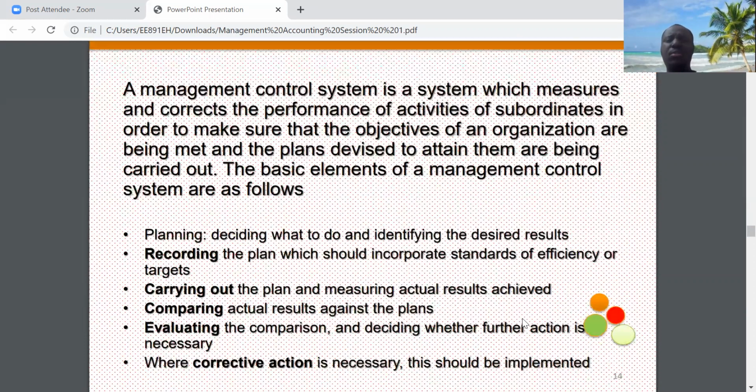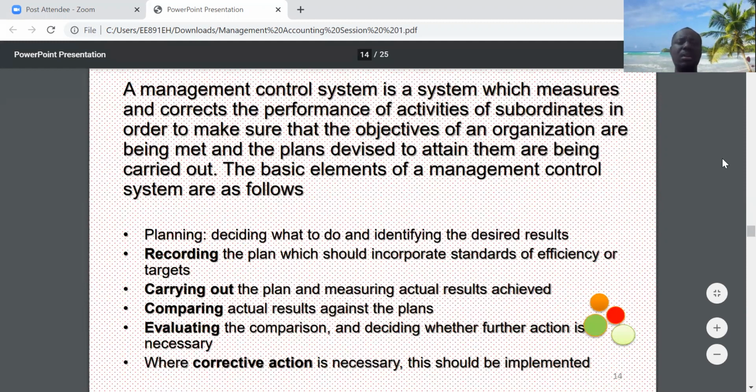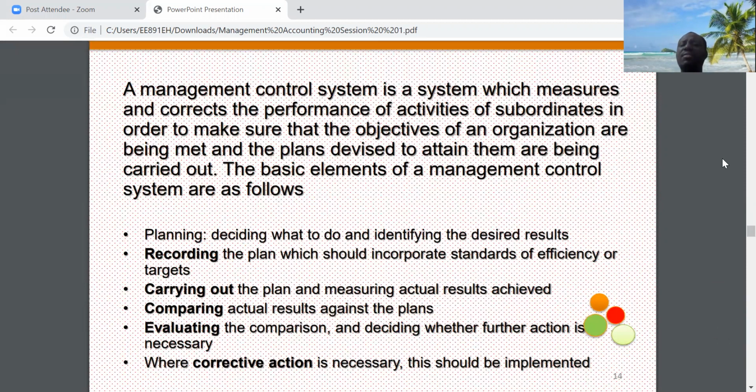Then let's talk about a management control system. What is a management control system? A management control system is a system which measures and corrects the performance of activities of subordinates, in order to ensure that the objectives of the organization are met. So it's basically about managing the performance of activities of subordinates. And what's the overall goal? To make sure that the organizational goals are met. Very, very key. That's what the whole thing about a management control system is.